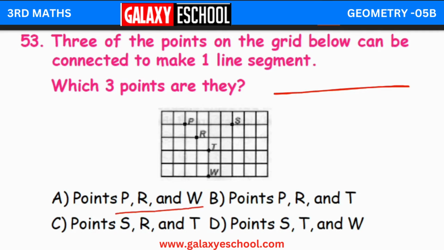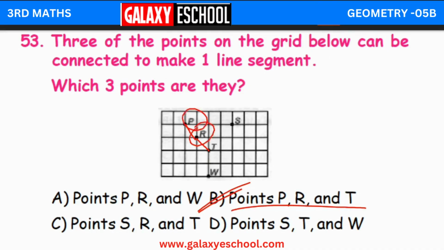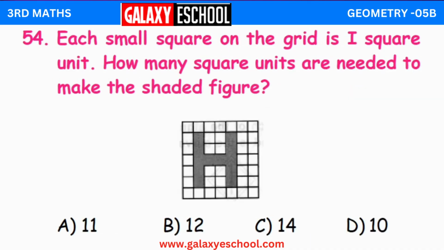Let us look at option A, PRW. Is this a straight line? No. Coming to option B, PRT. Is this a straight line segment, children? Yes. So option B becomes our correct answer. When we join the points P, R and T, we get a line segment. So B is the correct answer here.